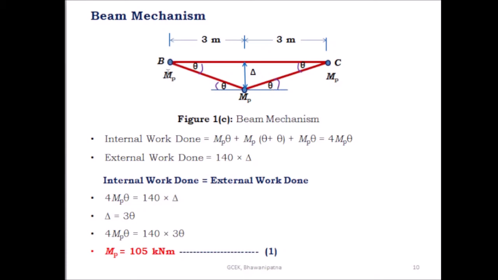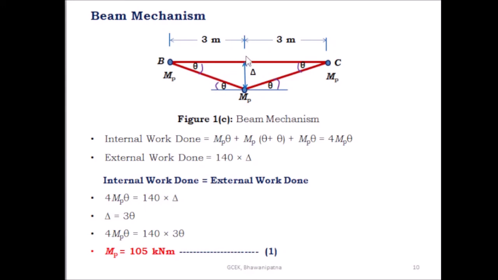First you have to find out the internal work done by the plastic moment at the plastic hinges. At B the internal work done is equal to MP into theta, at C it is equal to MP into theta, and under the load it is equal to MP into theta plus theta, that is 2 theta. So the total internal work done is MP theta plus MP theta plus 2 MP theta, which is equal to 4 MP theta. Then find out the external work done.